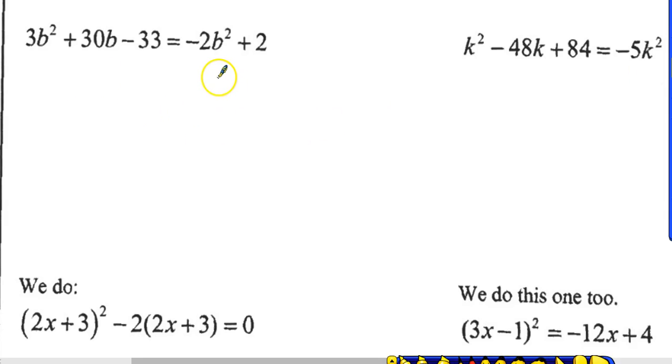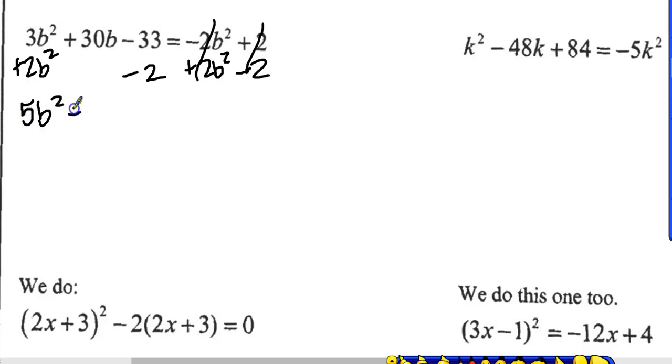It is not in standard form. This is such a messy equation, and I wouldn't want to solve it in this form. I want to make it equal 0 so it's easier to tackle. So I'm going to add 2b squared to 3b squared, and I'm going to subtract 2 from -33. Combining like terms, you get 5b squared plus 30b minus 35 equals 0.